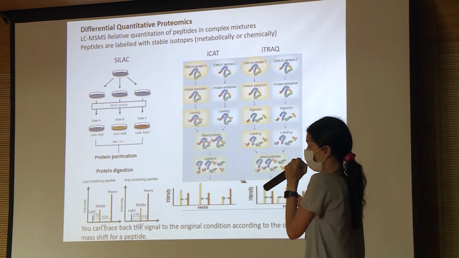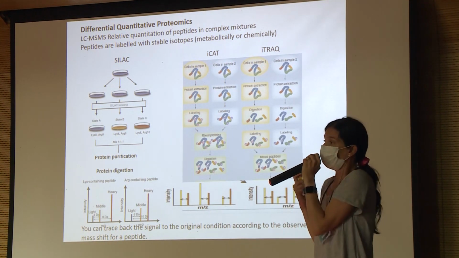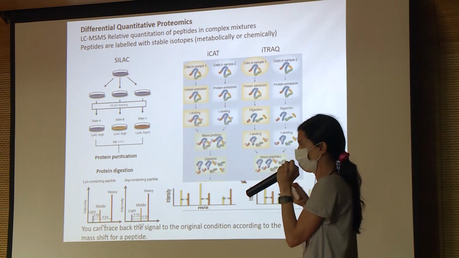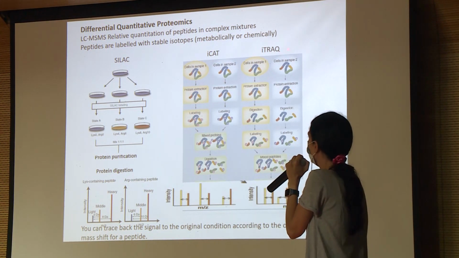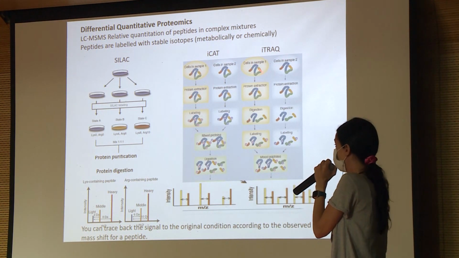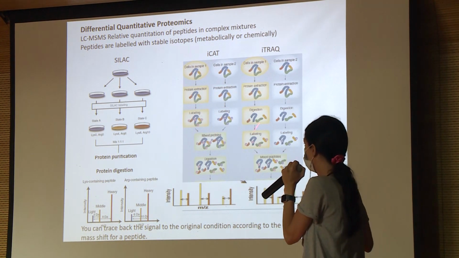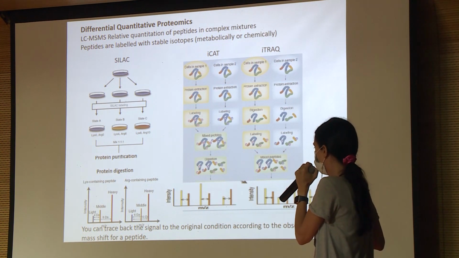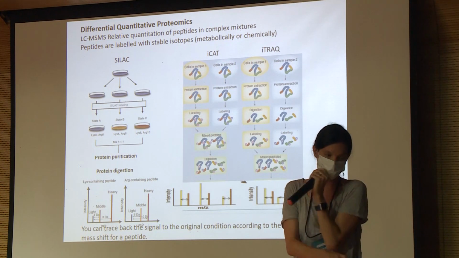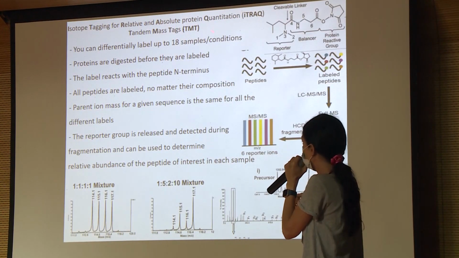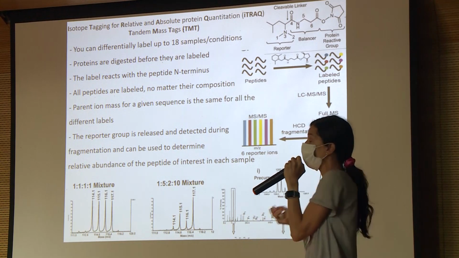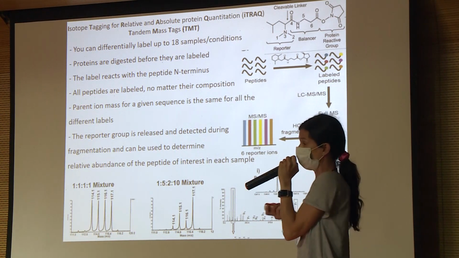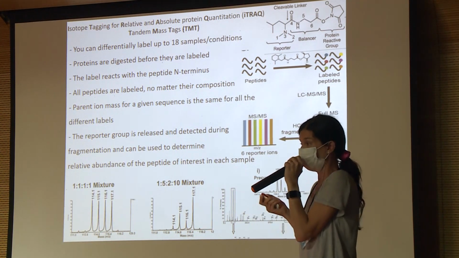And then ITRAC, which is much more popular. ITRAC is actually a commercial name. There's also TMT, which is the same methodology, a different brand. In ITRAC, what you will be labeling are the digested peptides. So you have your protein extract, you digest it, and then you label with different tags. And now we're going to see a little bit more about ITRAC and TMT. Nowadays, there are 18 different labels for ITRAC and TMT, so you can label 18 different conditions with different tags.